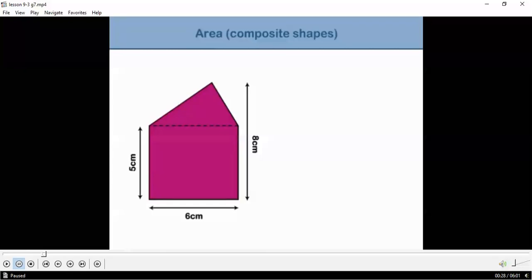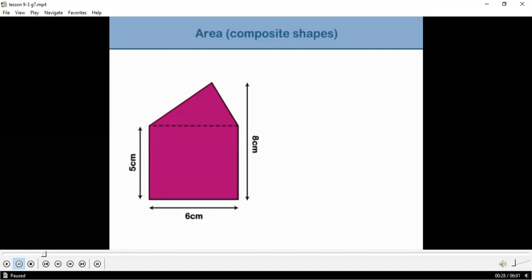Adam, could you please tell us the plan which we are going to follow to calculate the area for this figure? What we have to do now. This figure is called what first? Composite figure. This is a composite figure.